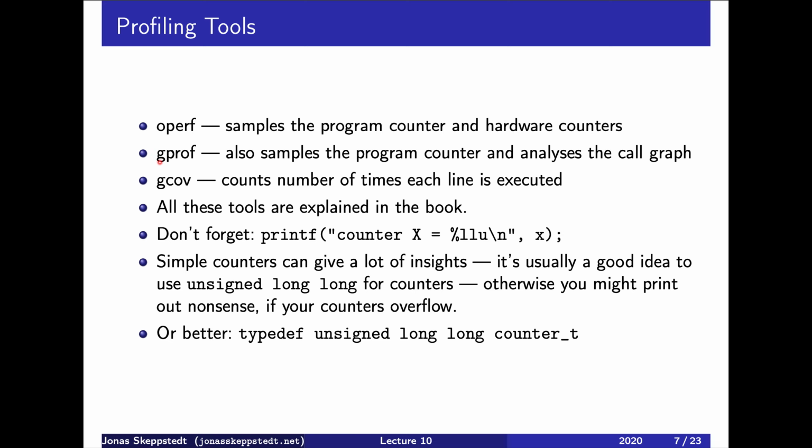gprof. The G here is not for GNU, but it's for graphical. This is a tool developed at Berkeley. And gcov is the GNU version of a program called tcov. And tcov stands for test coverage, which can be used to check how many times each source code line has been executed, and more importantly, if all the source code lines have been covered in the tests. So that's the meaning of that name, of that program.